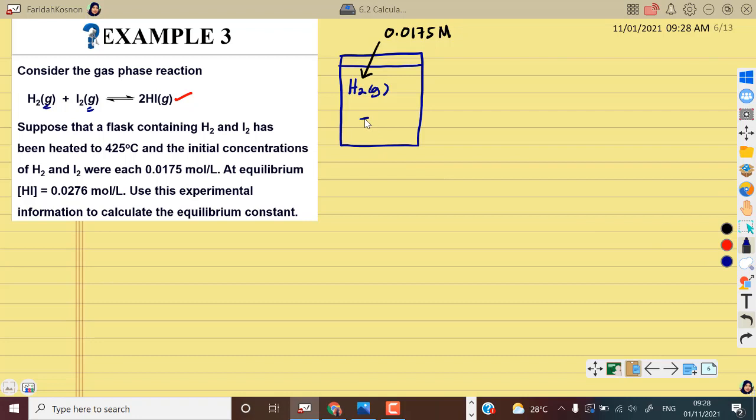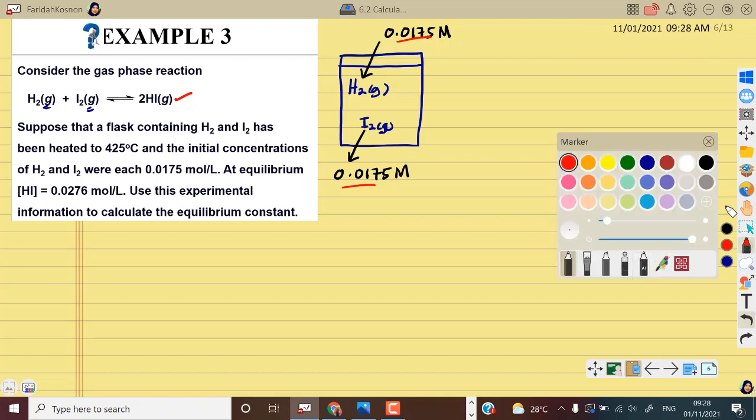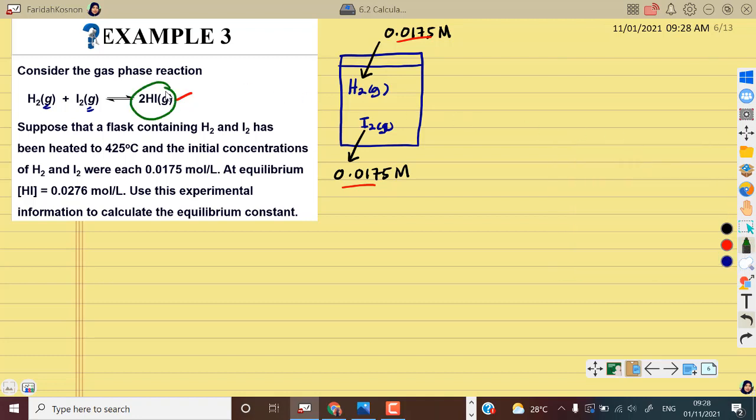Okay. After that, saya masukkan apa? Next, saya masukkan iodine gas. Okay, iodine gas. And the initial concentration of this reactant also 0.0175 molar. Jadi apa yang berlaku bila saya masukkan kedua-dua reaktan ini? Dengan initial concentration yang diberikan ini, they start to react. Mereka mula bertindak balas. Jadi bila mereka mula bertindak balas, dia akan menghasilkan produk sedikit demi sedikit. Apakah produknya? Produknya adalah hydrogen iodide gas. So dalam bekas ini berlakunya tindak balas itu dan hydrogen iodide pun berhasil.